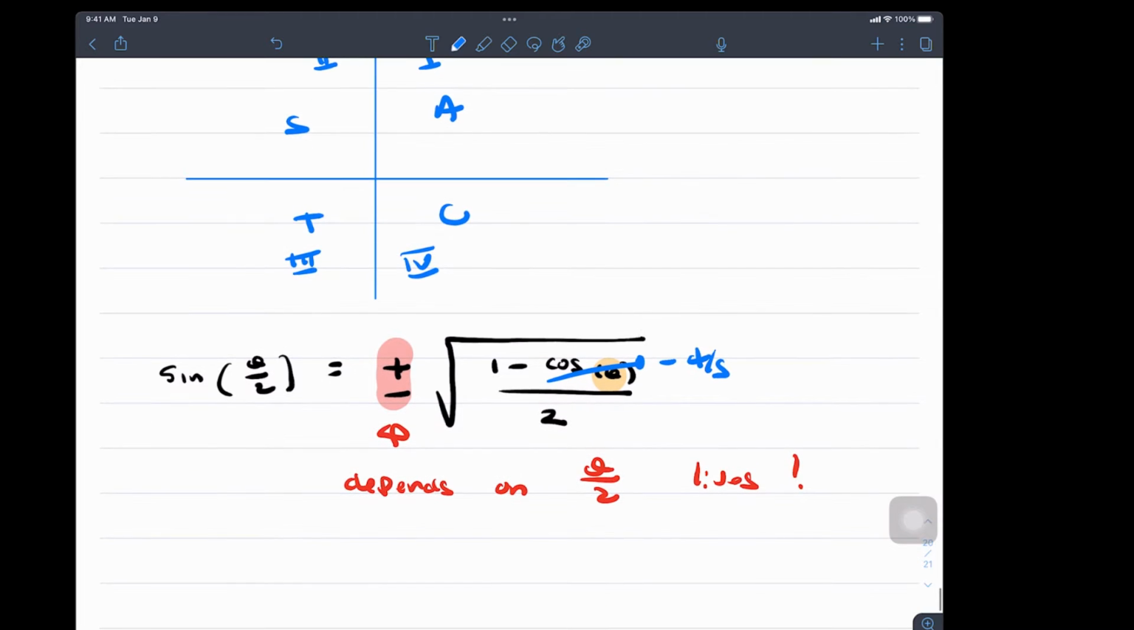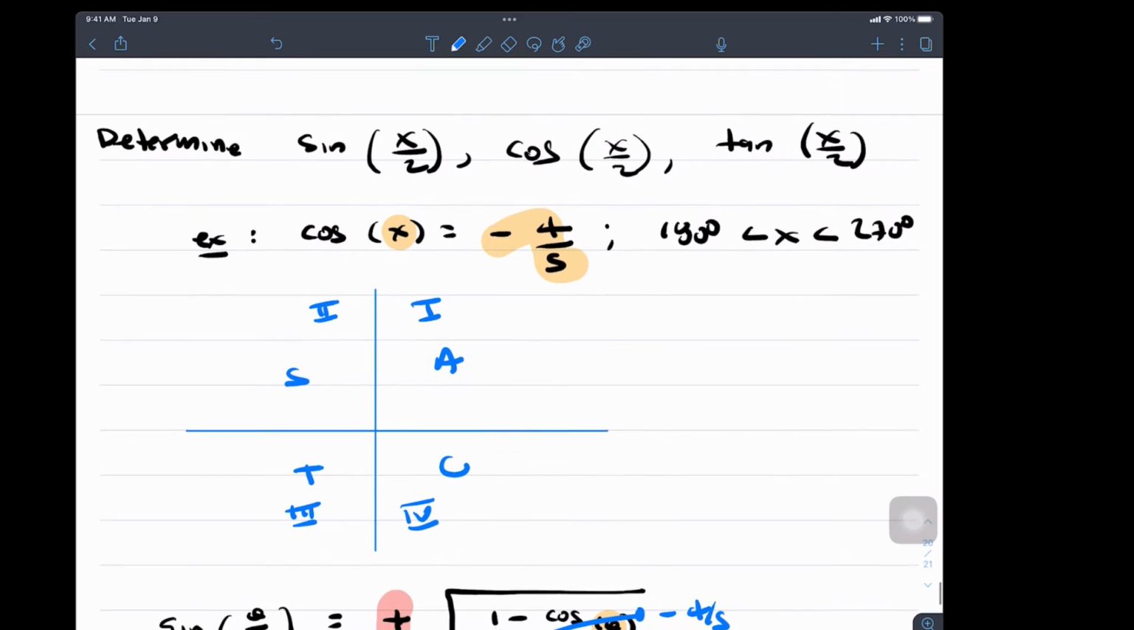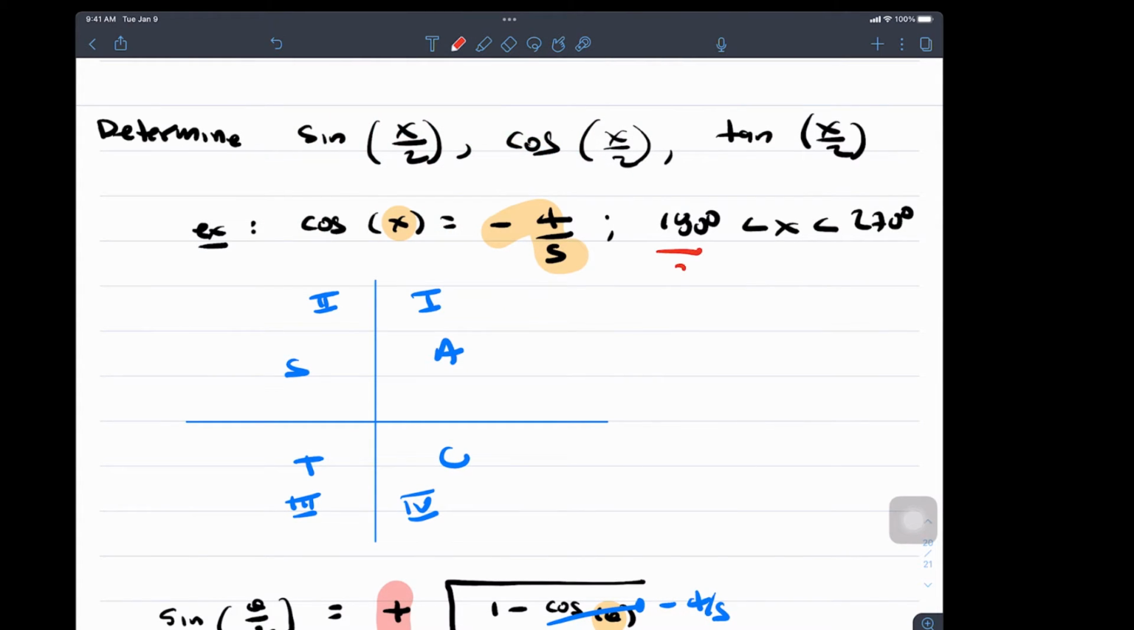So what do they really want you to know? Where does this angle live? Do you guys know? Go back up here. You're going to divide the left by 2, the middle by 2, and the right by 2. So this gives you now 90 degrees less than x over 2 less than, what's 270 divided by 2? 135. What quadrant does this live in? This is a quadrant 2 angle, ladies and gentlemen.